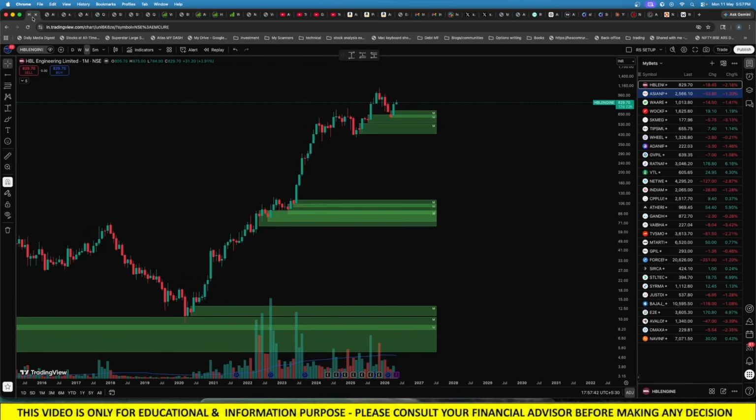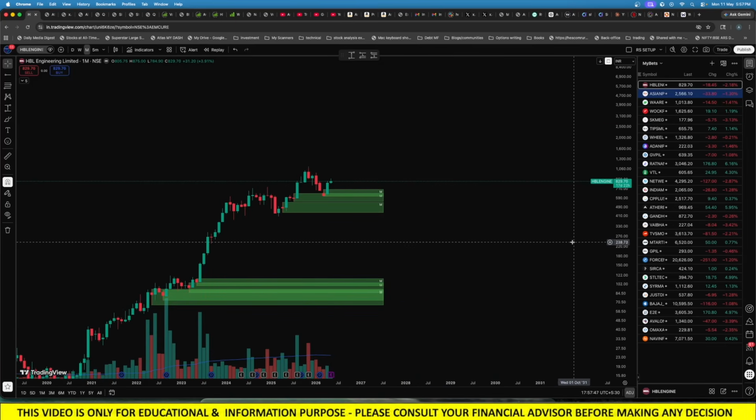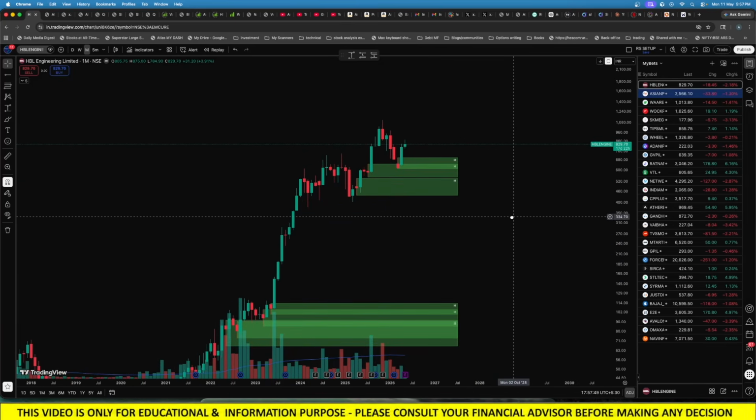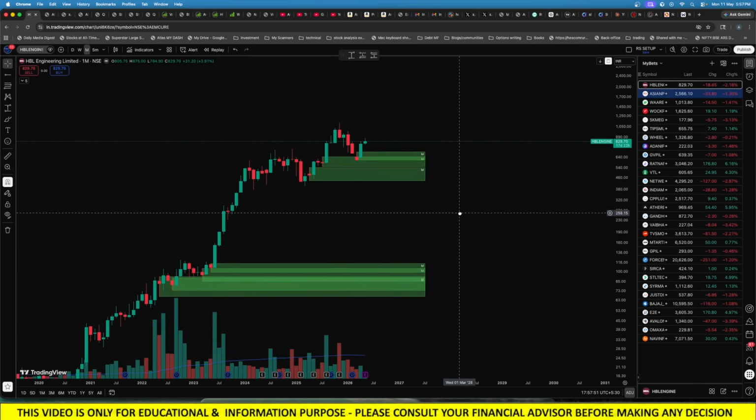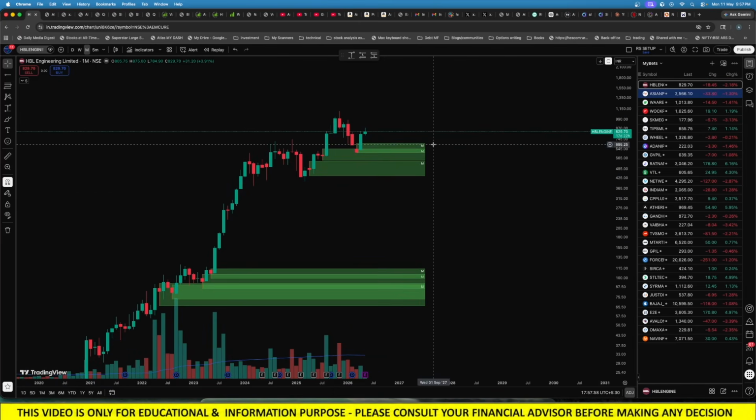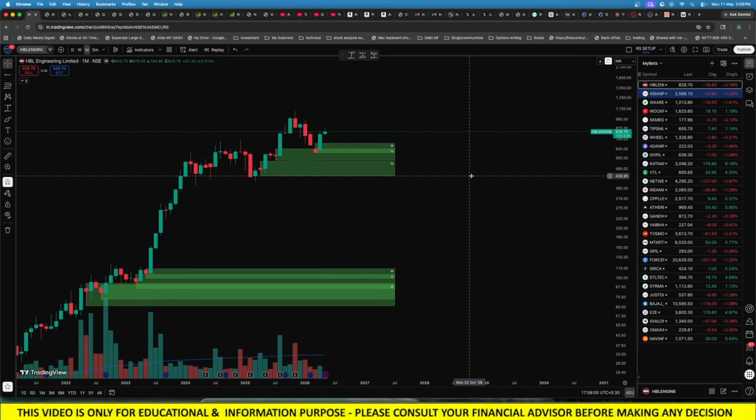And also I have done a Pine script on TradingView. If you see, it will detect all the zones automatically with this Pine script. For example, I have opened the HBL Engineering Limited monthly demand zones. See here, the small candle followed by a big green candle acts as a demand zone.